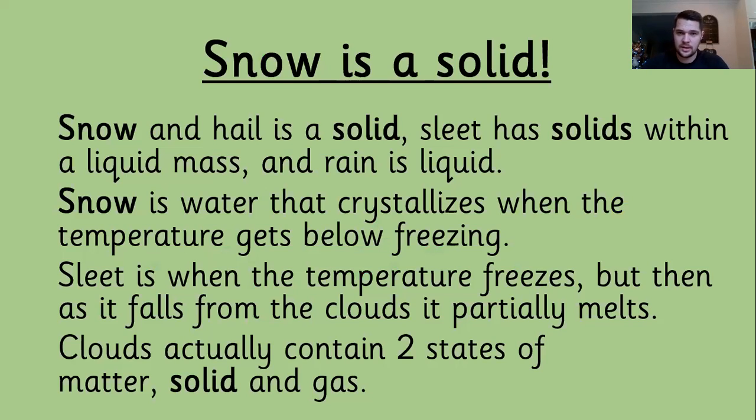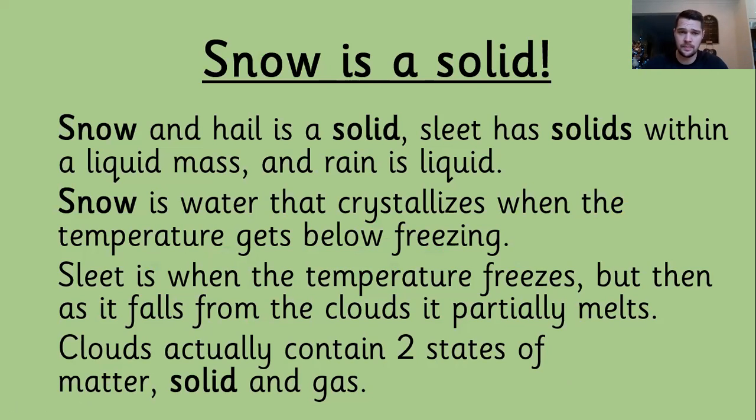Also, a massive thank you to that person in the class that researched this over the last week or so, was going to feedback in class this week, but did email me. So big thumbs up. Thank you. Snow is actually a solid. It says here, snow and hail is a solid. They are solids. Sleet has solids within a liquid mass, and rain is liquid.